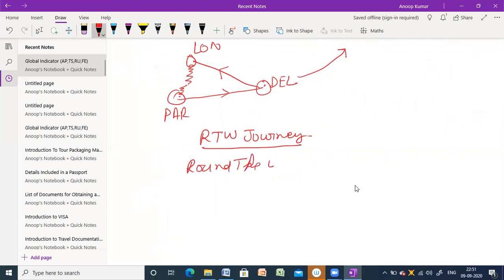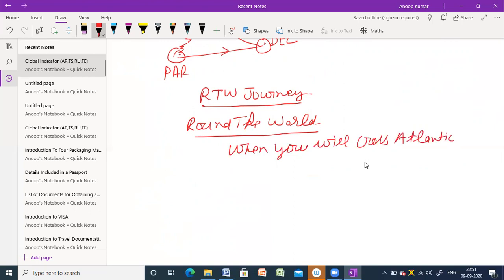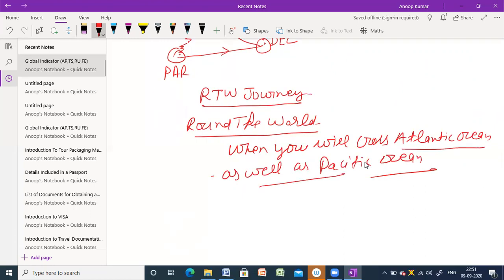Round the world. The meaning of round the world is when you have taken a complete round of the world. That particular journey is called RTW. When you take a complete round of the earth, when you cross both oceans, the Atlantic Ocean as well as the Pacific Ocean, that journey is called a round the world journey.